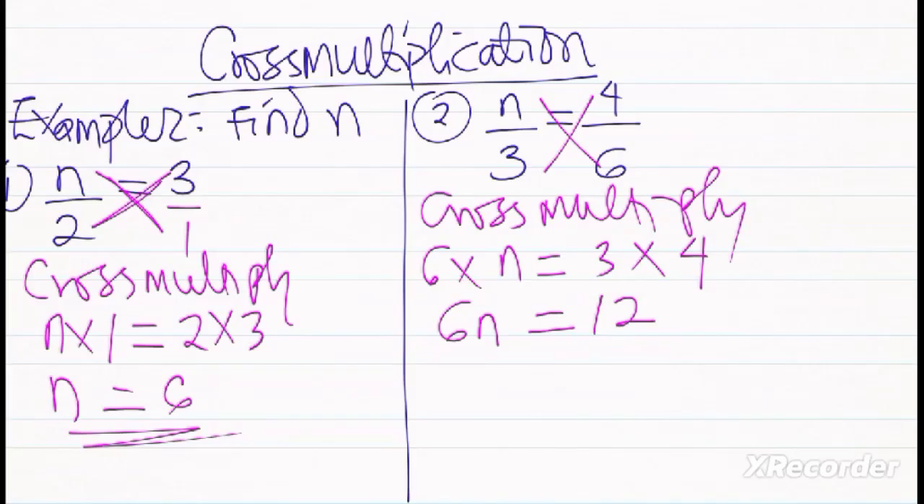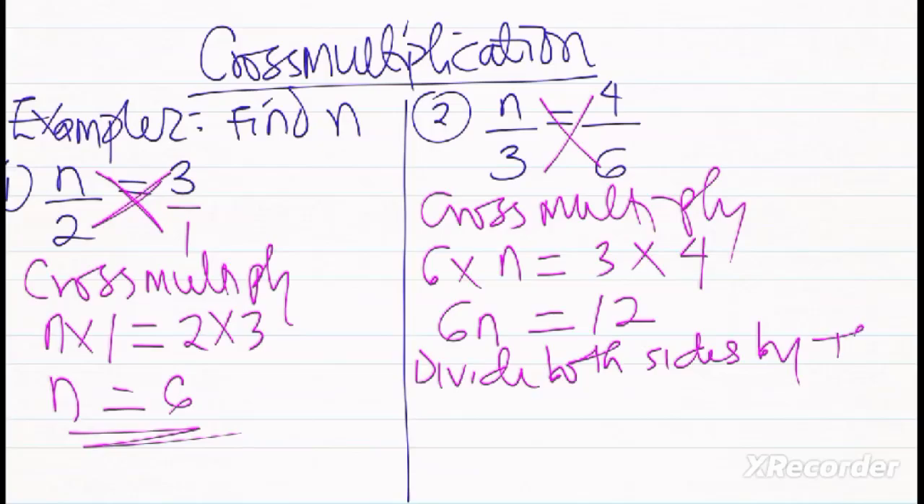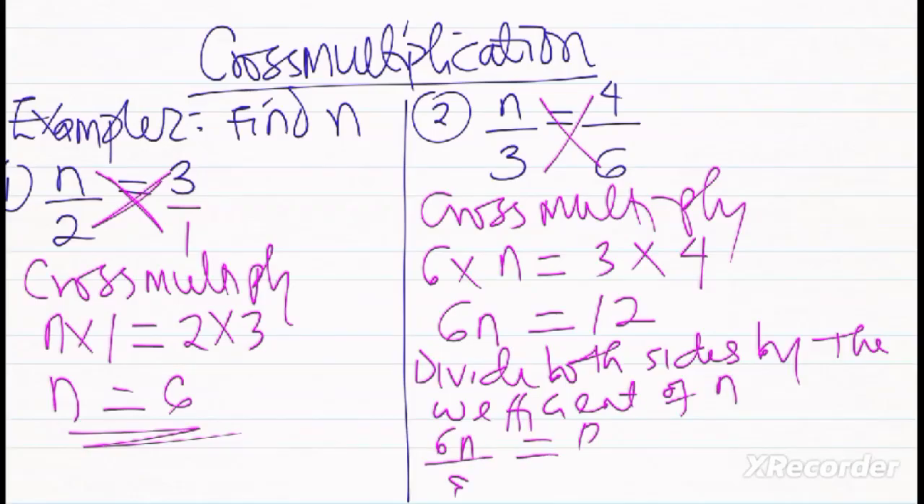So just as we solved that last time, we say divide both sides by the coefficient of n, because n is what we are looking for. So 6n divided by 6 is equal to 12 divided by 6. So 6 will cancel 6, n will remain. 6 will cancel 12, it will remain 2. Therefore, n is equal to 2.